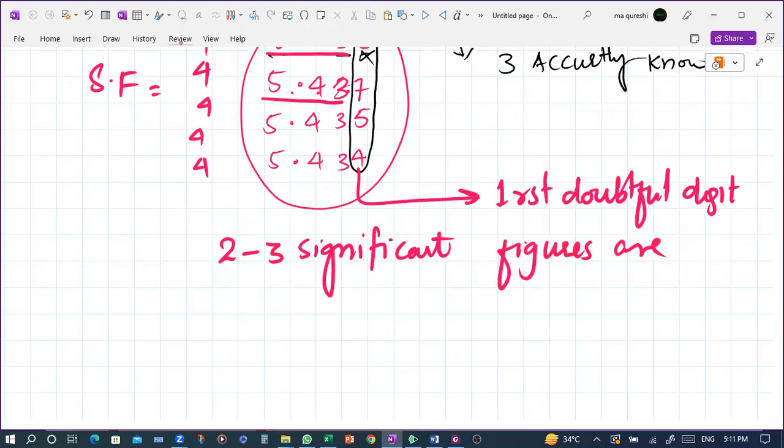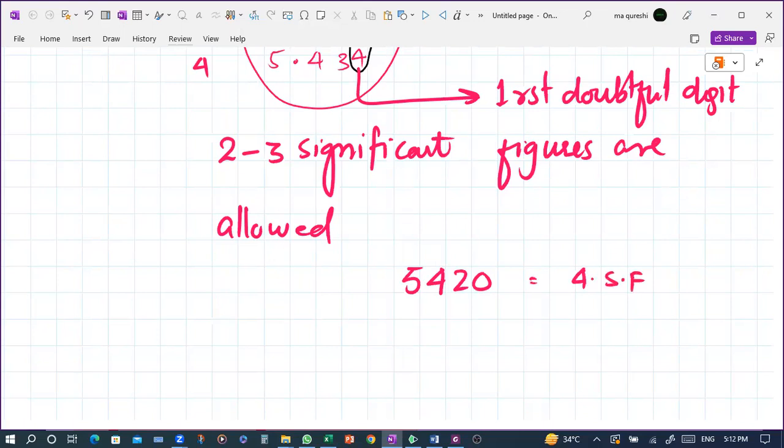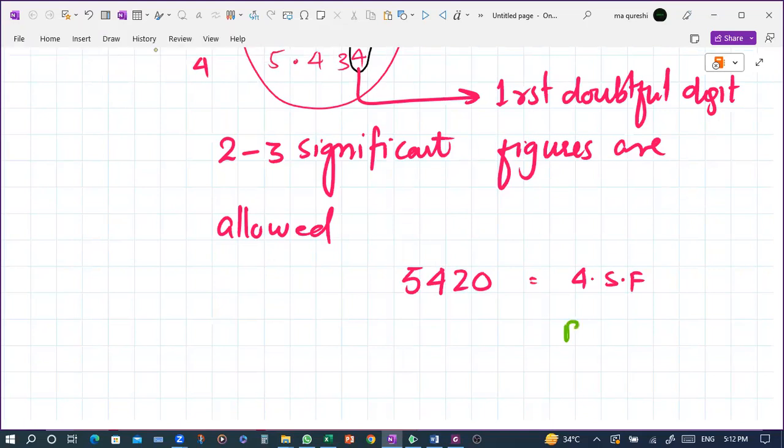Okay. For example, I have data which is, let's say, 5,420. How many significant figures do I have here? Here there are 4 significant figures, but I have to round it off to 2 significant figures or 3. So this is called rounding off to the nearest hundreds. Okay, are you getting it? Rounding off to nearest hundreds.